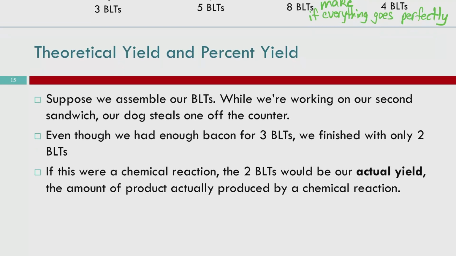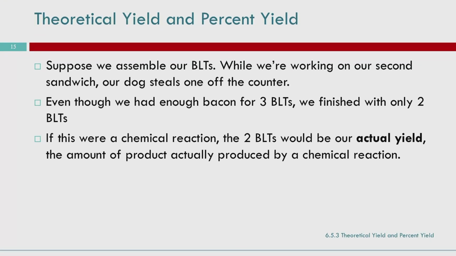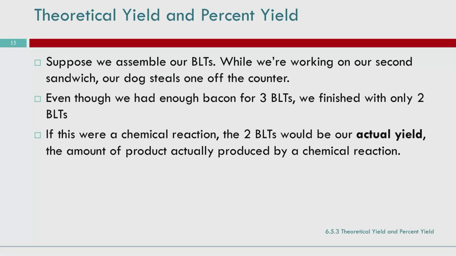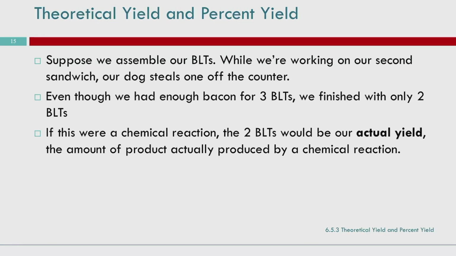All right, let's say that we are putting together our BLTs. We're working on them in the kitchen. We're taking them out, setting them out on the sideboard next to the kitchen table. And as we're working on our second sandwich, our dog decides that he also wants a BLT and jumps up and steals one of those BLTs off the countertop. Obviously, our dog is getting a scolding and maybe going into his kennel. But we are also sad because we had enough bacon for 3 BLTs and now we only have 2 BLTs. And so the 2 BLTs would be the actual yield. That's the amount that was actually produced.